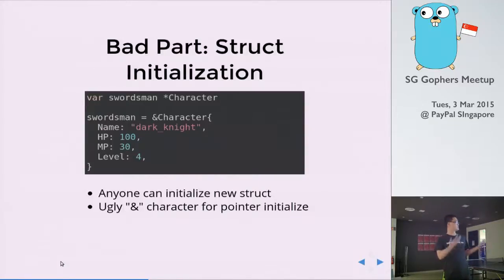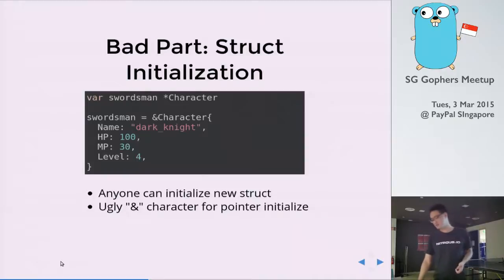So here we just define the characters by initializing the character struct and defining all the fields on it. This looks straightforward, but the thing is, anyone can initialize this struct. Anyone can create a character in any way they like, and there's no constraint on that. Go also has this weird syntax for pointers. They have this pointer concept, which is good, but to initialize it, you have to put an ampersand in front of it. So in the end, you get this kind of weird syntax like equals &Character and then your initialization parameters.